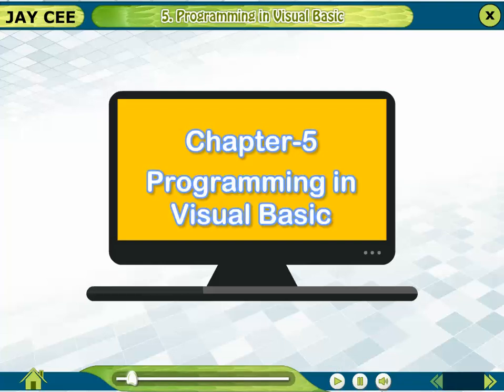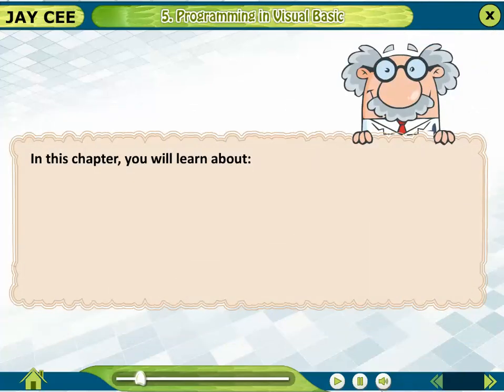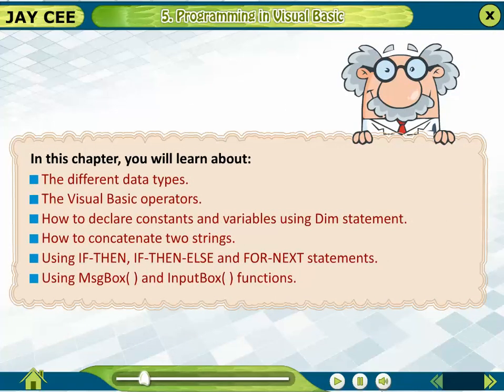Programming in Visual Basic. In this chapter, you will learn about the different data types, the Visual Basic operators, how to declare constants and variables using the Dim statement, how to concatenate two strings, the If-Then-Else and For-Next statements, and the MsgBox and InputBox functions.